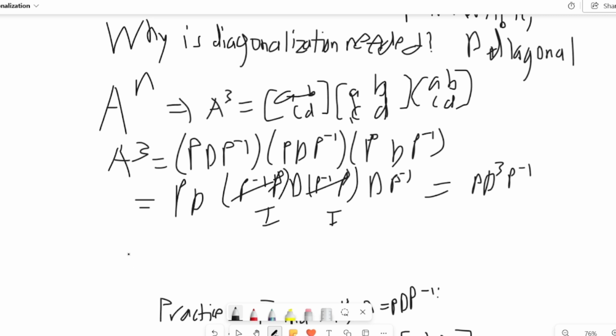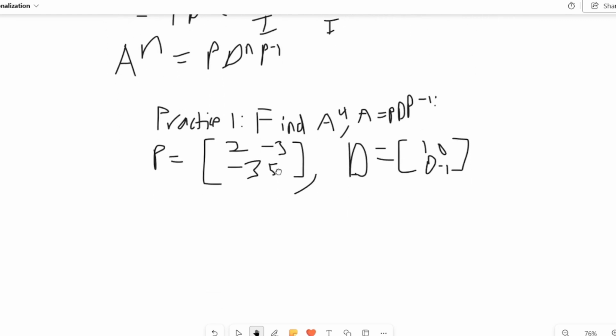And it can be shown that similarly A to the nth power is going to be very similar, where you can get P D to the n P inverse. And since D is the diagonal matrix, all you need to get for D to the nth power will be raising each of its non-zero components, which are on the main diagonal, to the nth power. So let's see that being applied in the practice problem real quick.